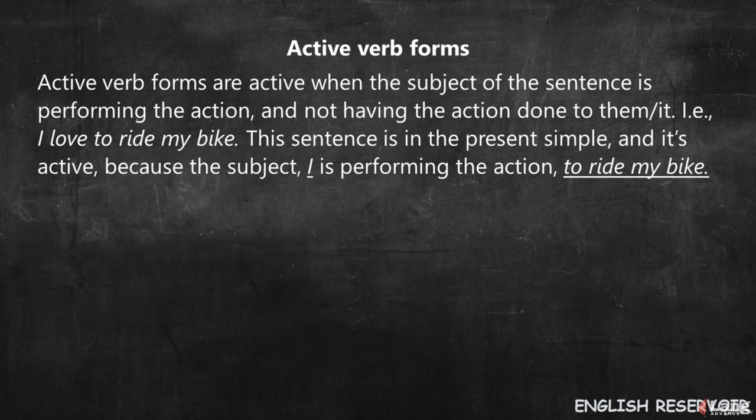Active verb forms. Verb forms are active when the subject of the sentence is performing the action and not having the action done to them, i.e., I love to ride my bike. This sentence is in the present simple and it's active because the subject, I, is performing the action to ride my bike.